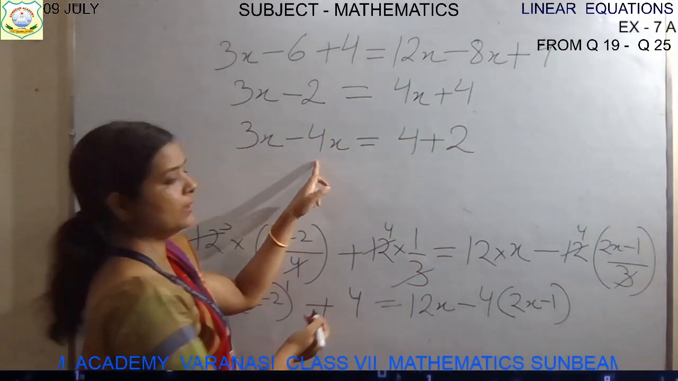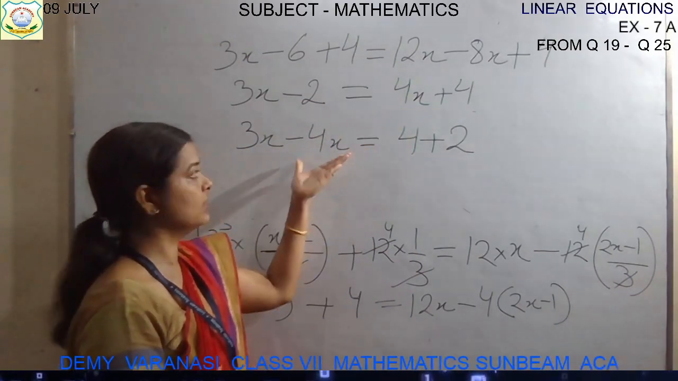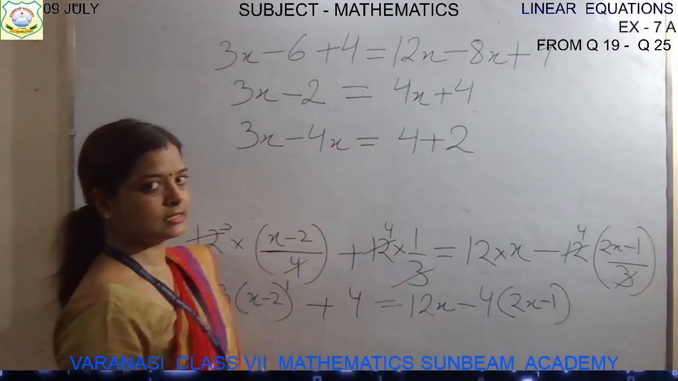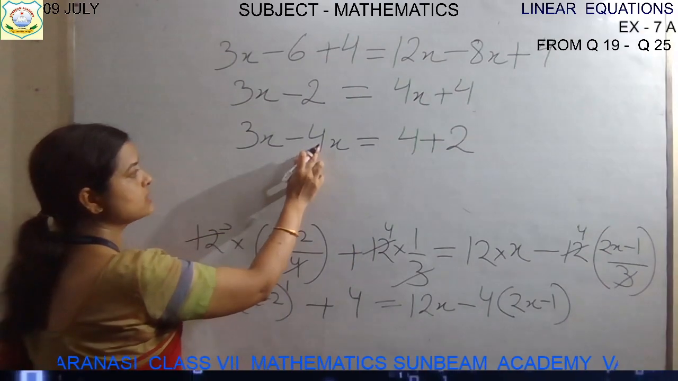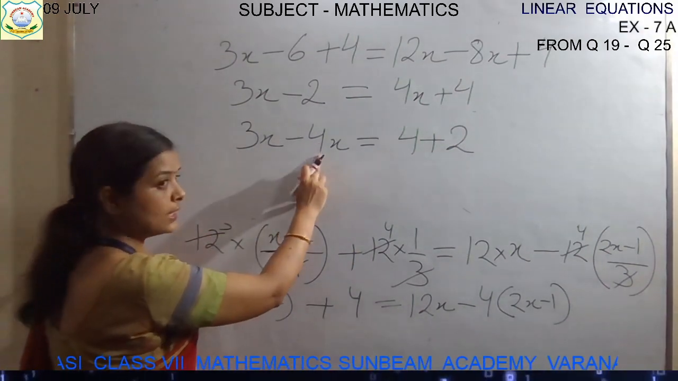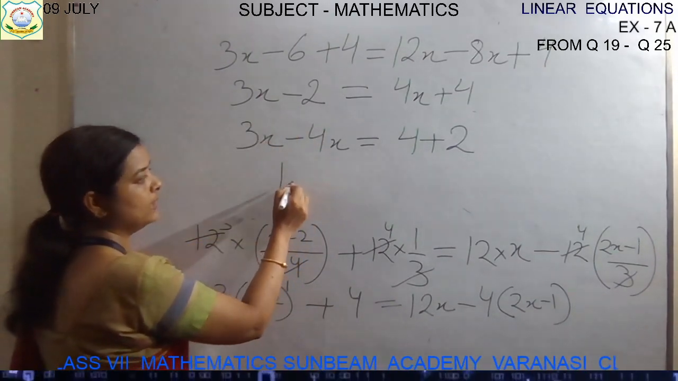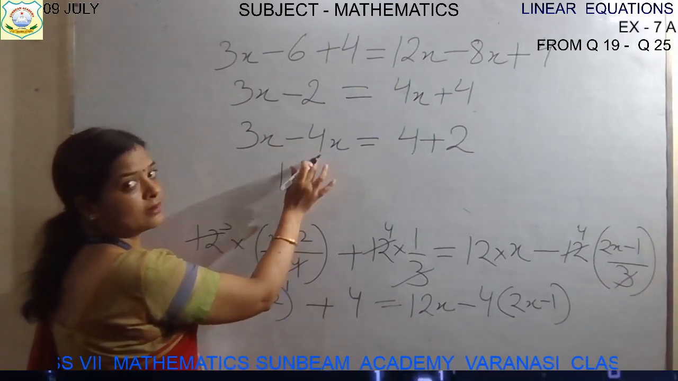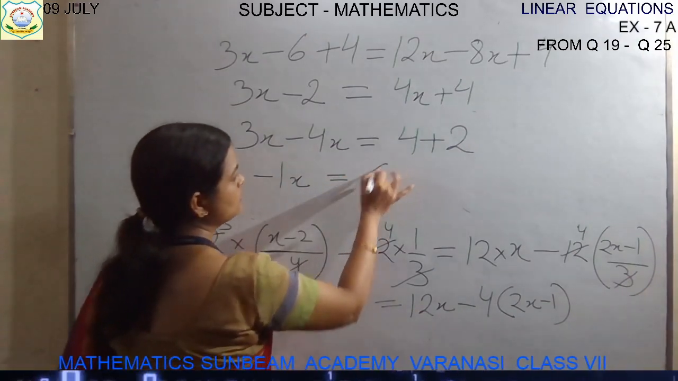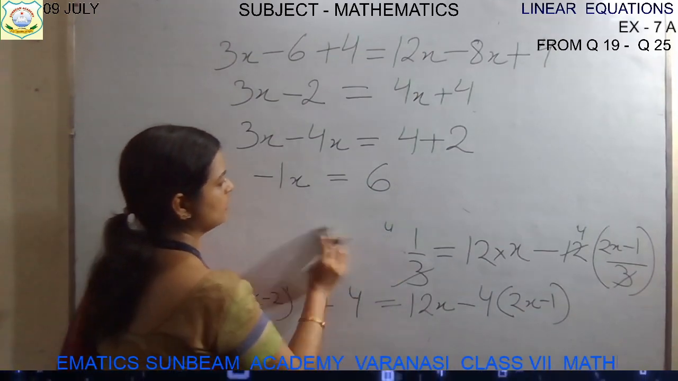When 4x comes here, it will become negative because we are shifting the whole term, so its sign will change, and 4 is on that side. Now solve it. 3 minus 4. Can we solve? Yes. One is positive, one is negative, so we subtract. From 4, 3 is subtracted, 1 is left, 1x, with the sign of the bigger number, that is negative, is equal to 6. Okay, minus 1x is equal to 6.